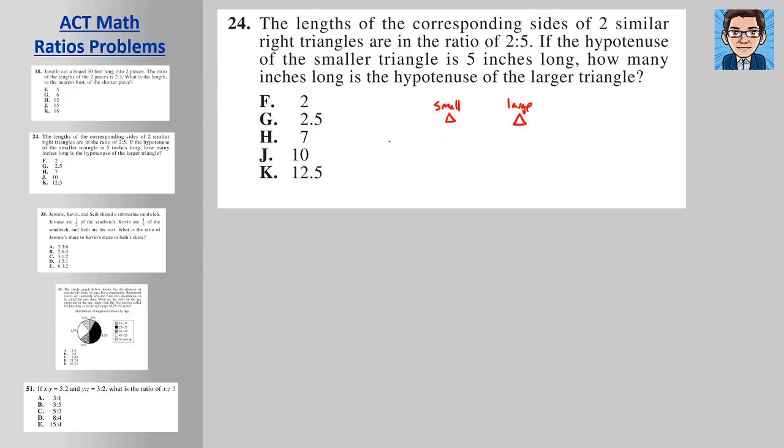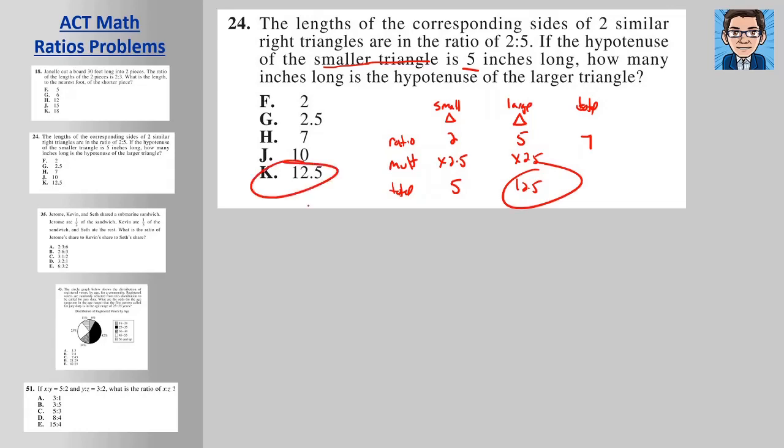And that ratio is going to be 2 to 5, with a total of 7. Leave space for our multiplier. Then we have the smaller triangle has a hypotenuse of 5. So the total for the smaller is going to be 5. That gives us a multiplier of 2.5, which we're going to use on the other ones. So for the larger triangle, 5 times 2.5 gets us 12.5, or K as our answer.